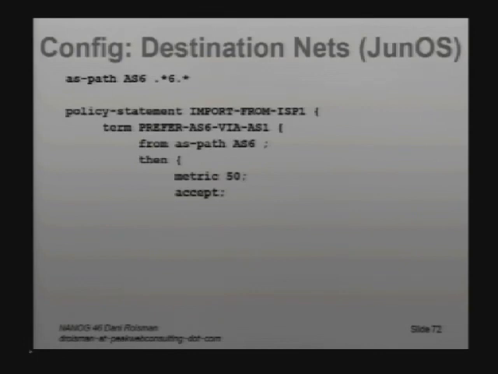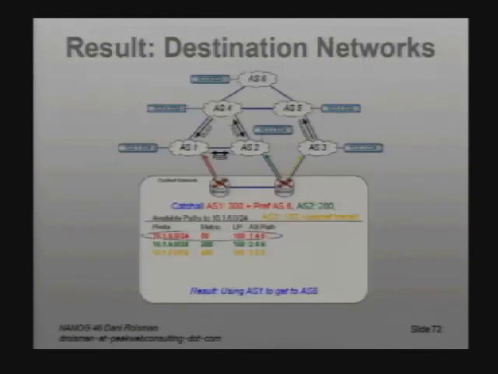Junos, very similar. Make a named AS path, and put in your policy any routes heard from that AS, set metric 50. And of course, the result is now AS6, or sorry, 10.160 has now moved to AS1 with a metric of 50, where previously it was AS2 with a metric of 200.